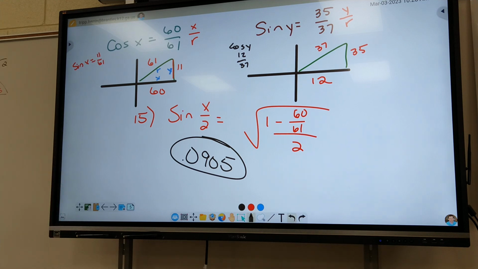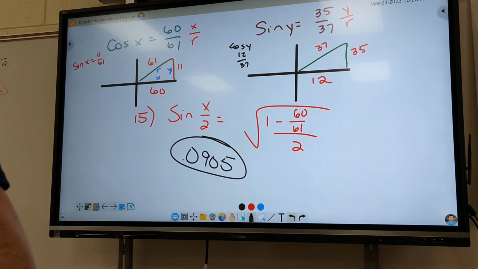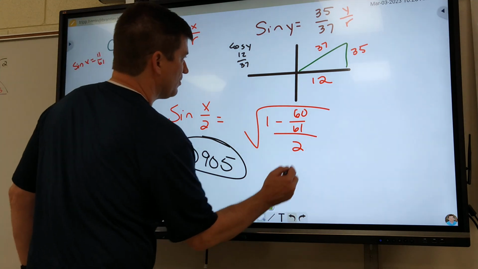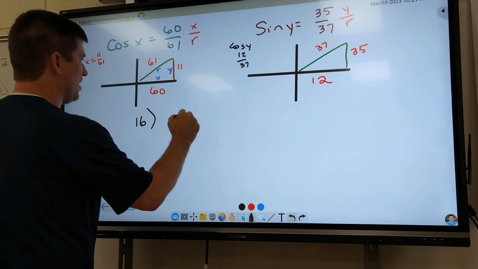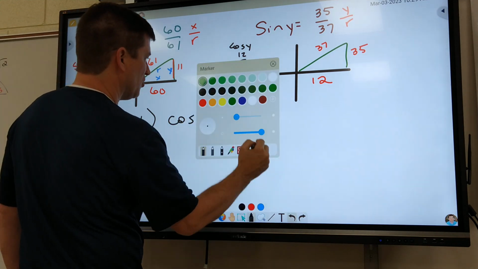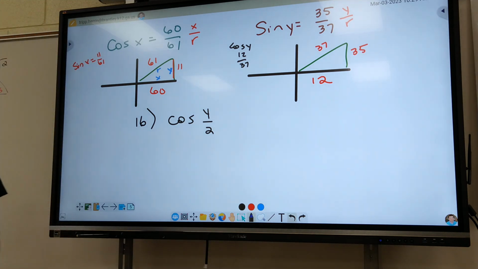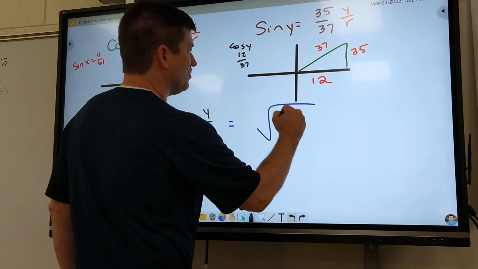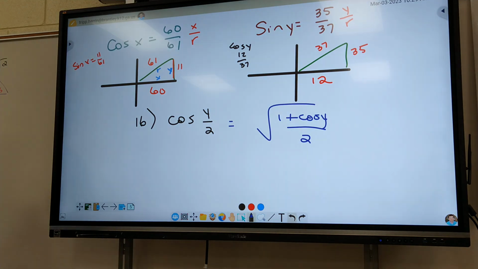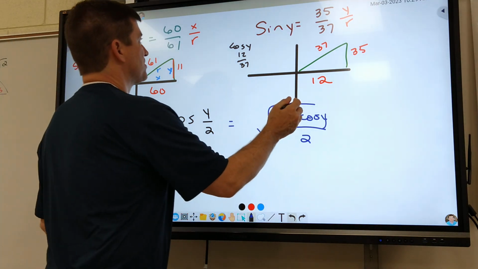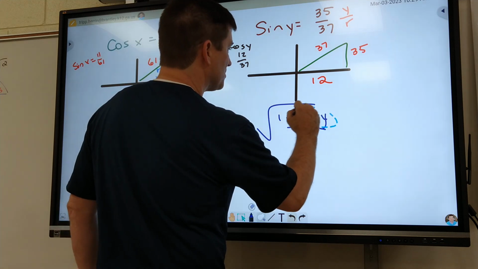All right, last one on this sheet, 16. It says cosine of y over 2. 16, cosine of y over 2. All right, Harlan, do we have a formula for y over 2 cosine? Nope, we got x over 2, so all we got to do is use that formula, just change the x into a y. Instead of cosine x, make it cosine y. So it'll be 1 plus cosine of y over 2. Y'all follow that thinking? So now just get rid of your cosine y, and in place of it, we're going to put 12 over 37.